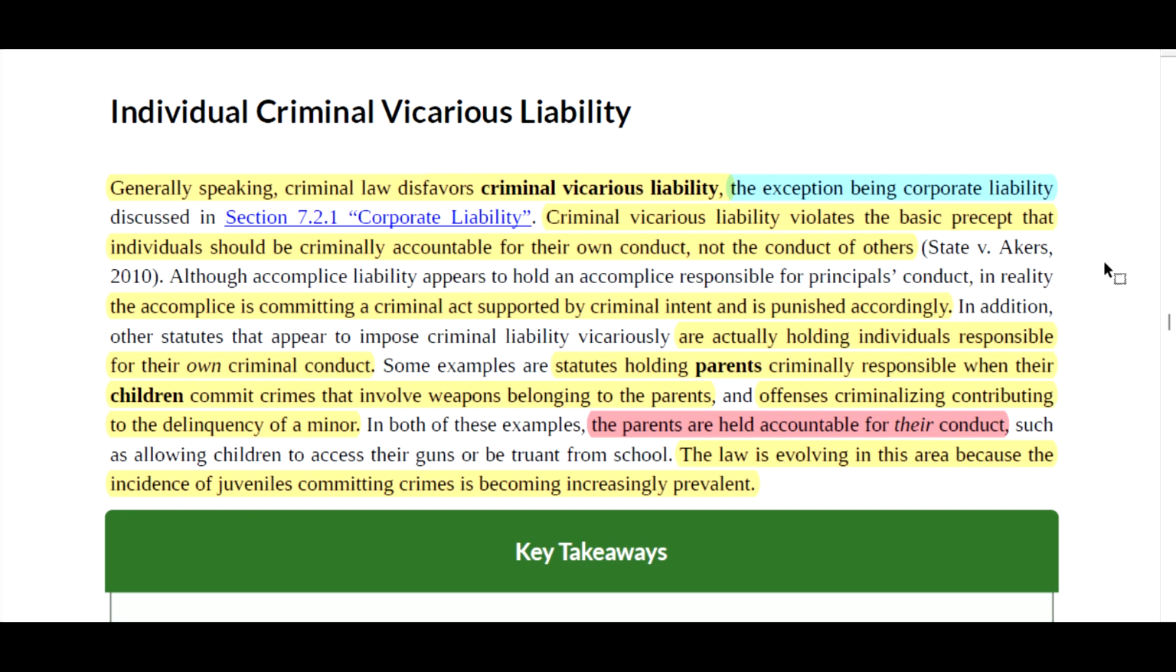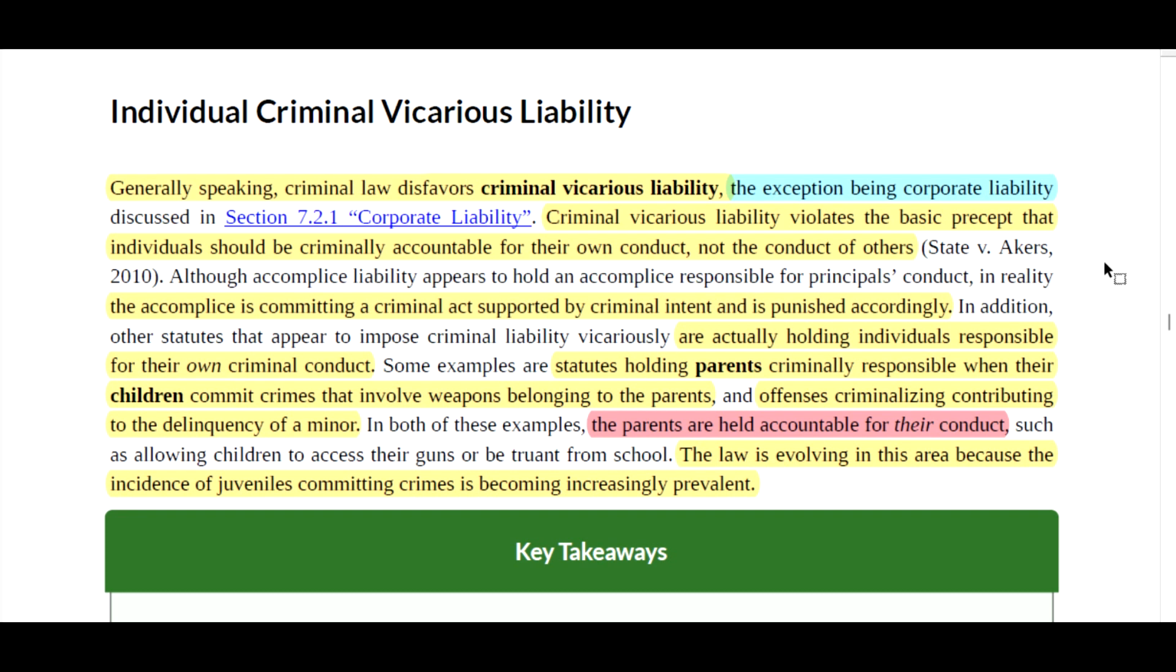However, there are some examples of statutes holding parents criminally responsible when their children commit crimes that involve weapons belonging to the parents, and offenses criminalizing contributing to the delinquency of a minor. These are different, but they're the same. So there are statutes that appear to impose criminal liability vicariously, but what they are doing is actually holding people responsible for their own criminal conduct.